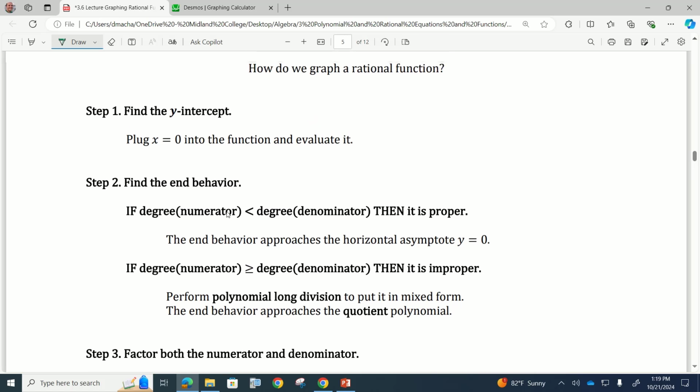Now, this is what you grabbed when you walked in. It was notes, and it's got a 5-step process for graphing a rational function. Step number 1, we find the y-intercept. That's super easy. You just plug in x equals 0, and you simplify.